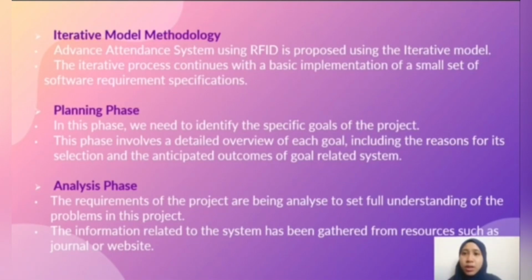Then this phase involves a detailed overview of each goal, including the reason for its selection and the anticipated outcomes of the goal-related system. Then third, analysis phase. The requirements of the project are analyzed to gain full understanding of the problems in this project. Then the information related to the system has been gathered from resources such as journals or websites.